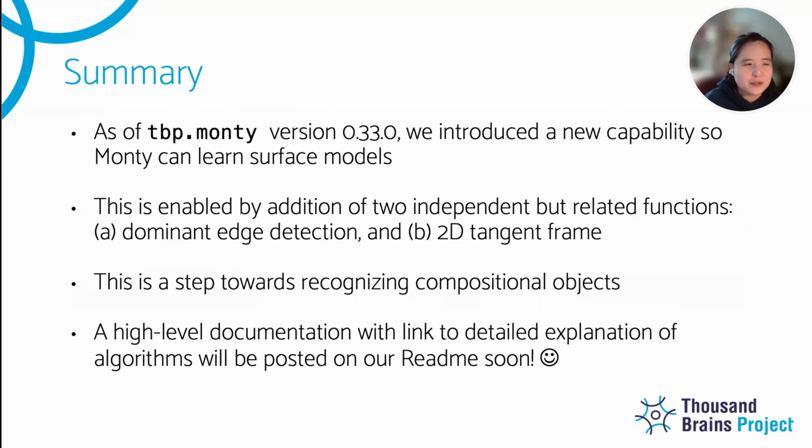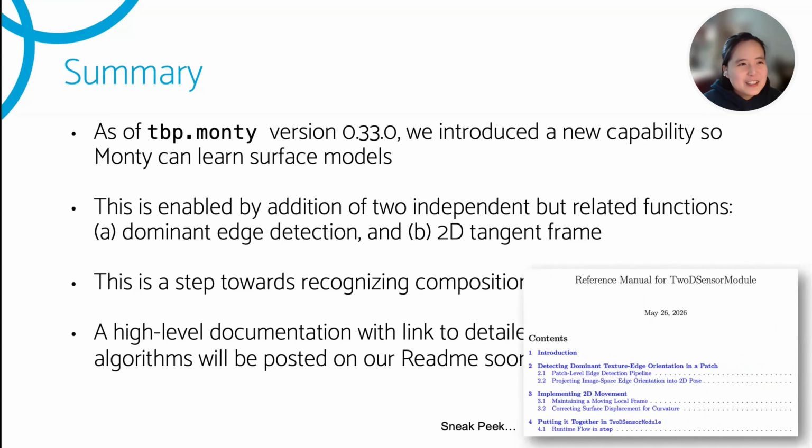Here's the summary. As of version 0.33, we have a new capability to learn surface models and also do inference. This is enabled by two independent but related functions. One is detecting dominant orientation. The other is learning a 2D tangent frame. It's a step toward many things, but the immediate goal is trying to recognize compositional objects. And now that I have done this presentation, there will be documentation updated in our README. I have a little sneak peek, but you will see this soon, whoever gets to review this PR.